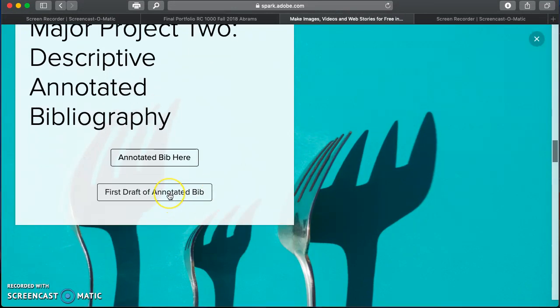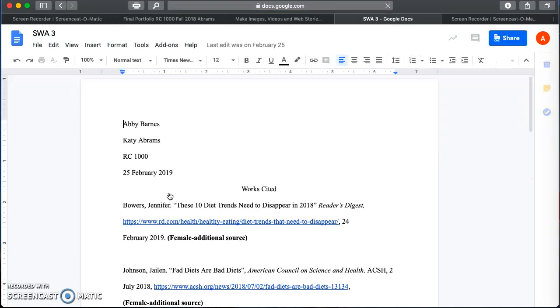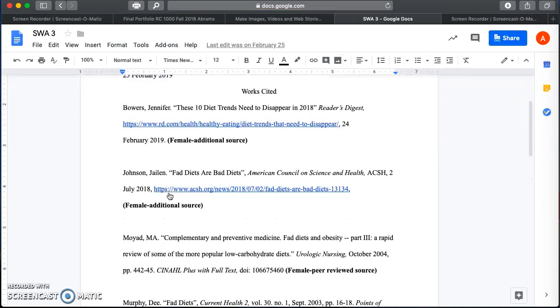I also included my first draft of the annotated bib. This first draft was really helpful, having peers review it and getting a bunch of sources first and then putting it into MLA format and doing it correctly. That was really helpful too.